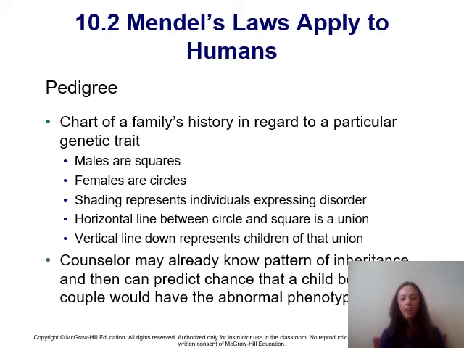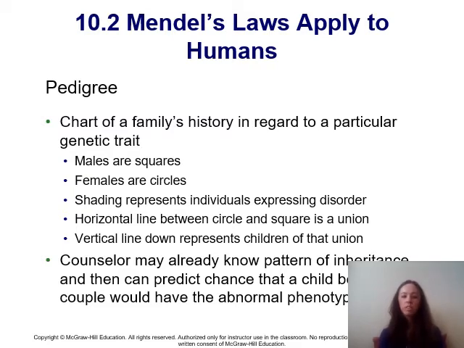We can apply Mendel's laws to human genetics, especially to see the probability of our kids inheriting a certain genetic disorder. If you are worried about your kids having a certain genetic disorder, you can talk to a counselor who will use a pedigree to determine the probability of your kid having that disorder. And a pedigree is the chart of a family's history in regards to a certain genetic trait.